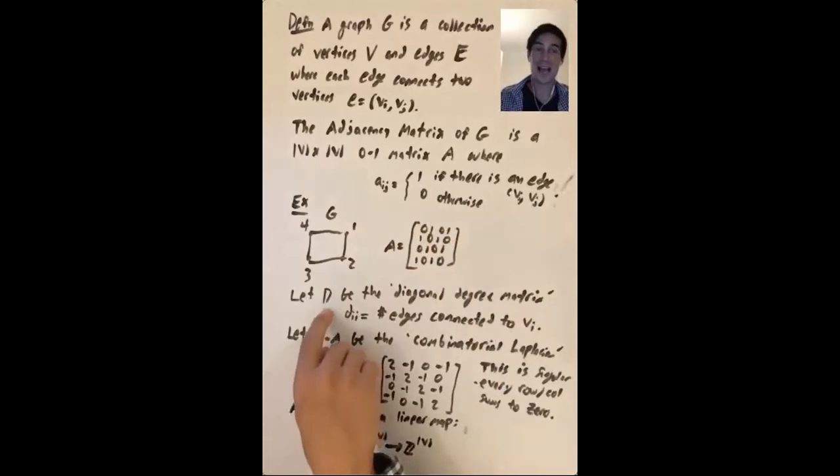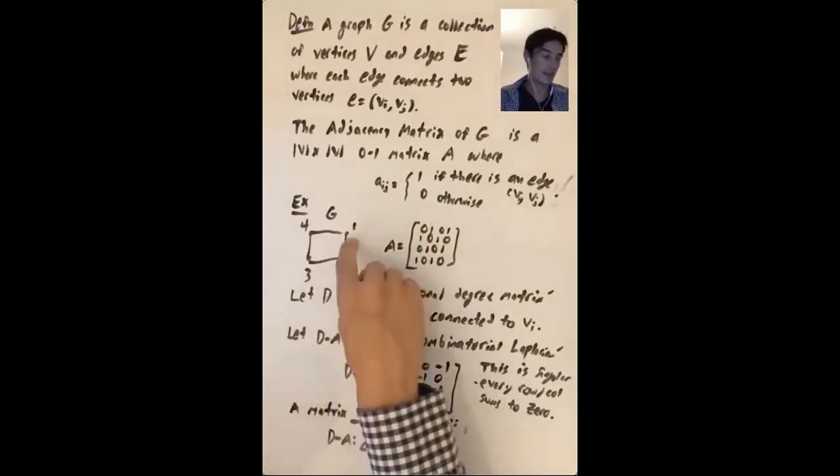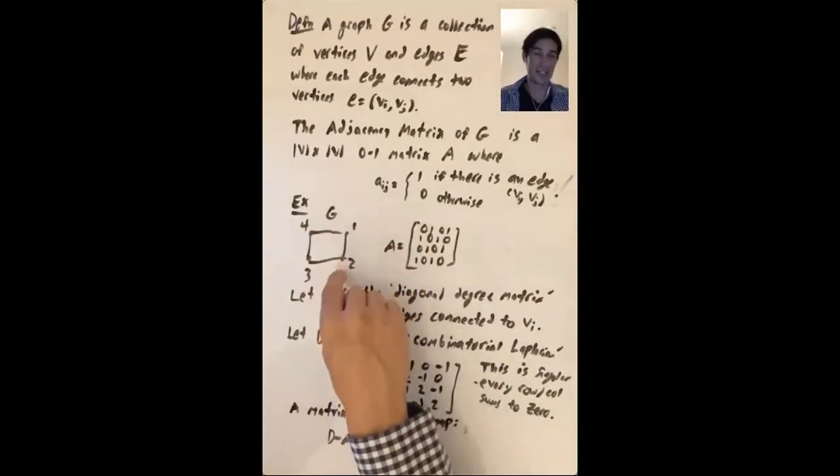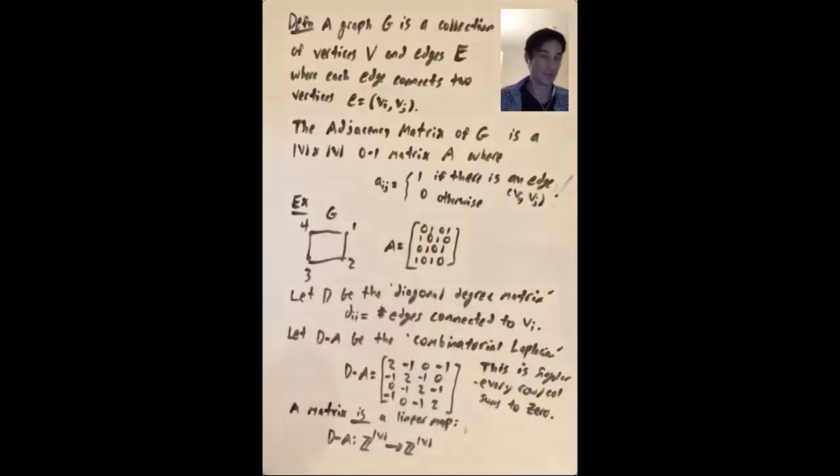Let's define a diagonal matrix called D, where the diagonal entry in the ith row is just going to be the number of edges connected to i. So in this case, the vertex 1 has 2 edges. The vertex 2 has 2 edges. Every vertex has 2 edges. This matrix D minus A is called the combinatorial Laplacian.